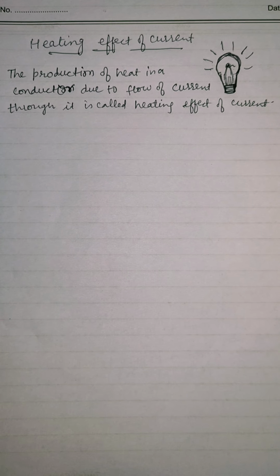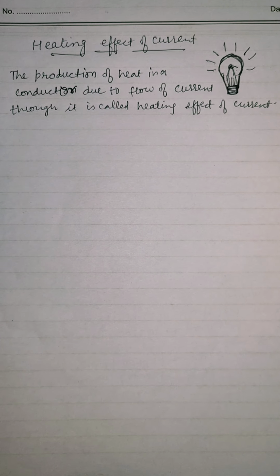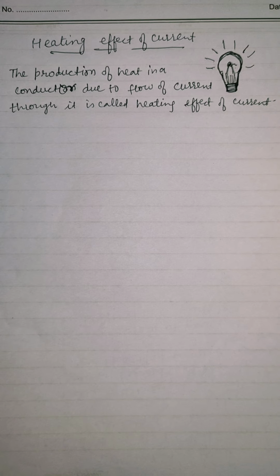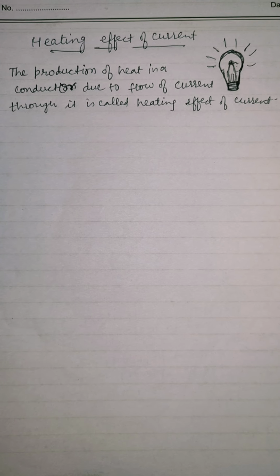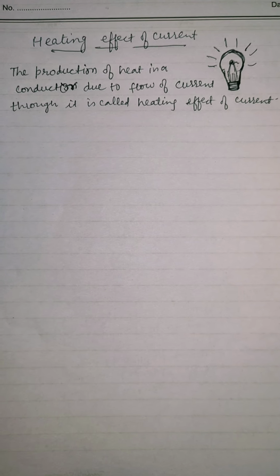As we know, when we switch on any electronic device, it becomes hot. This shows current flows through that device. This is the heating effect of current. Now we understand how electrical energy is converted into heat energy.